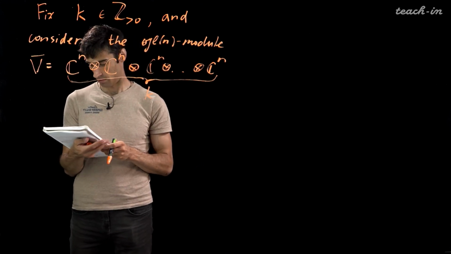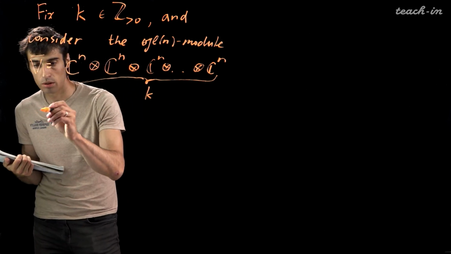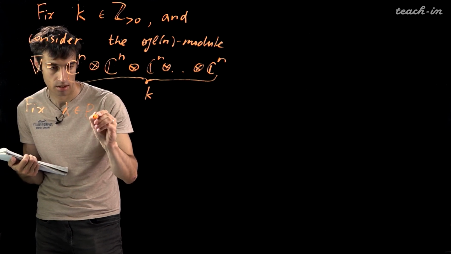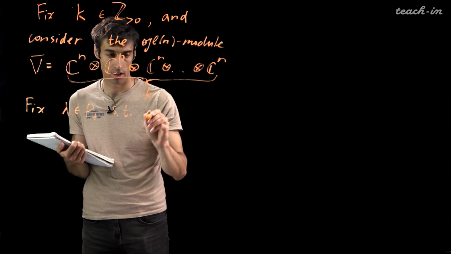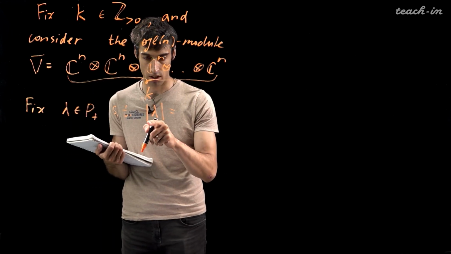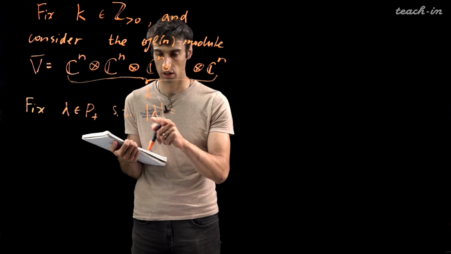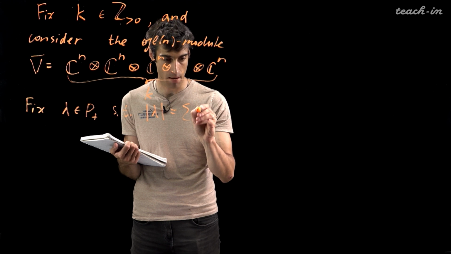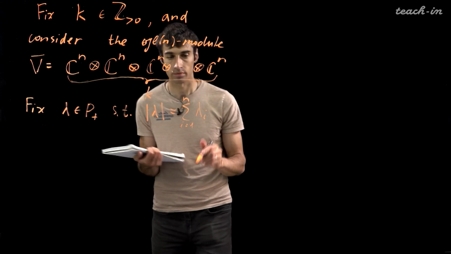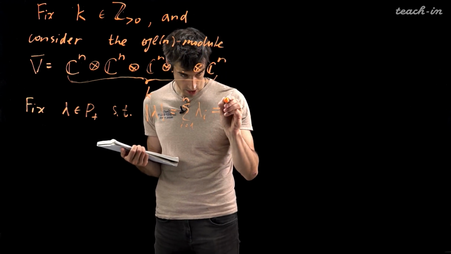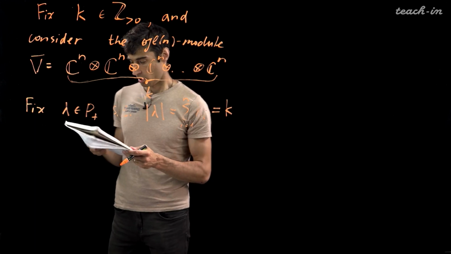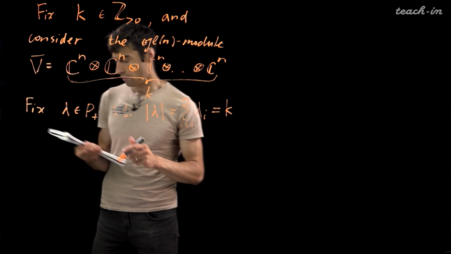Okay. All right. So now I would like to fix also lambda from P plus such that the number of boxes in the corresponding Young diagram, which I denote by the following, and this actually is the sum of lambda i's as I run from 1 to n, I would like this number of boxes to be equal to k.